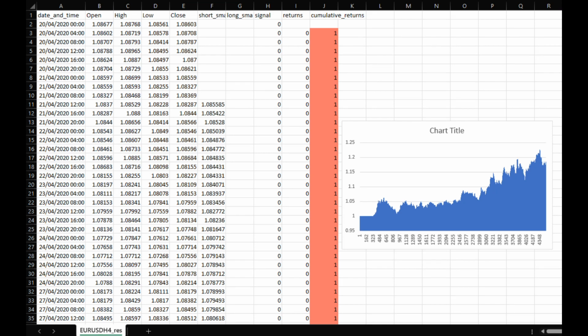The next stage of the process was to take just one of these combinations of SMA values, and rather than just give the cumulative returns, to actually break down the whole strategy and analyze the process trade by trade to examine where the trade entries and exits were over time. The screenshot gives the date and time, open, high, low, close, short SMA and long SMA values, as well as the signals and cumulative returns generated.